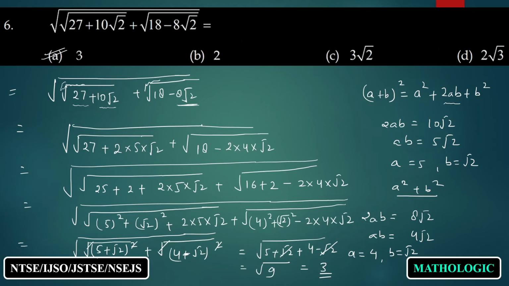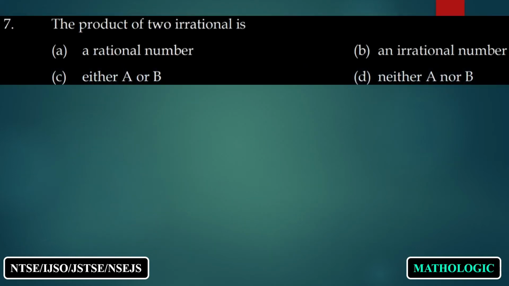It is all about the thinking process, how you are going to make these expressions a perfect square, right? So I have shown you the way how to make them a perfect square. Come to the next problem, which is the product of two irrational numbers. It is quite a simple problem, but sometimes students get confused about what the answer will be, right?